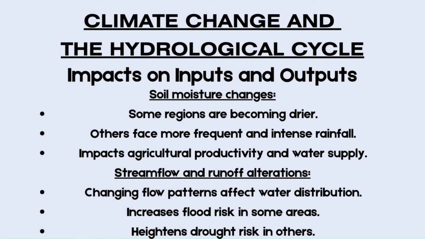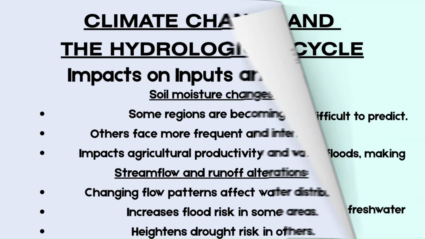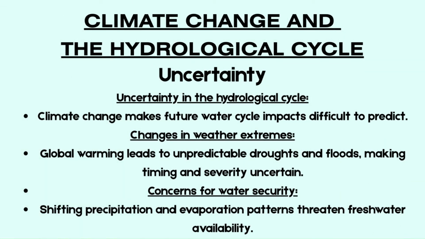Soil moisture levels are also being affected, with some areas becoming drier and others experiencing more frequent and severe rainfall, affecting agricultural productivity and water supply. Stream flow and runoff rates are being altered, making some regions more prone to flooding while others are at greater risk of drought.